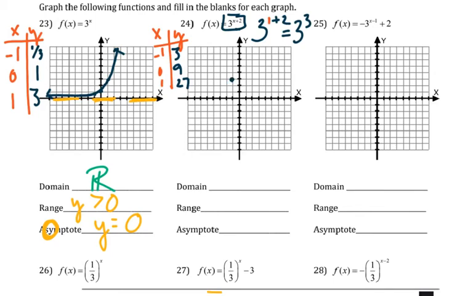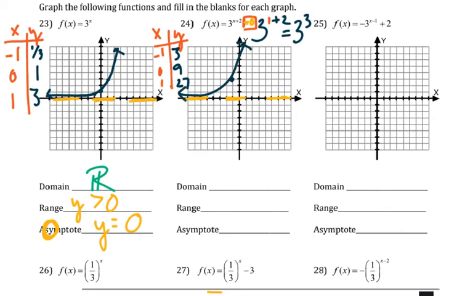Next ordered pair, 0, comma, 1, 2, 3, 4, 5, 6, 7, 8, 9. Next one would be 1, comma, 27, which obviously won't fit. Because there's no number in the back of this, there's no plus or minus a number behind, it means that my asymptote is 0. Because this is like saying plus 0 in the back. So now I'm going to connect my dots, but I'm not going to let it fall below 0.